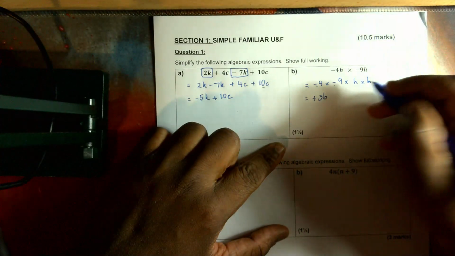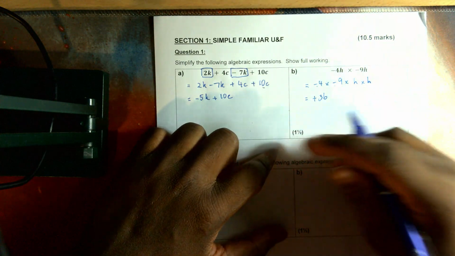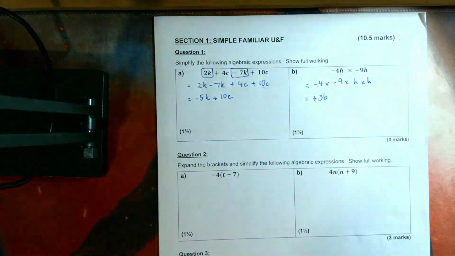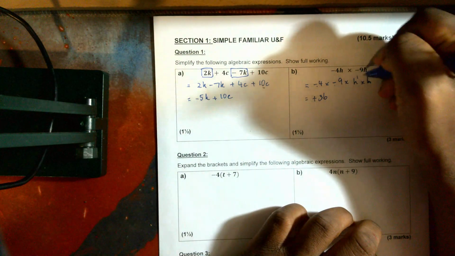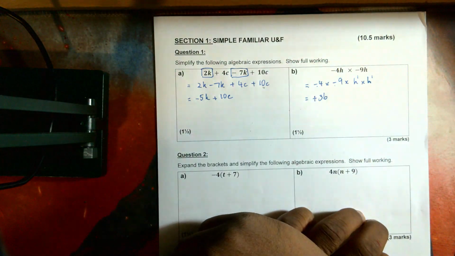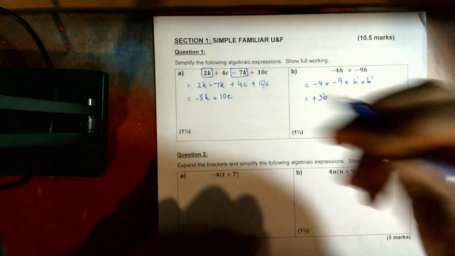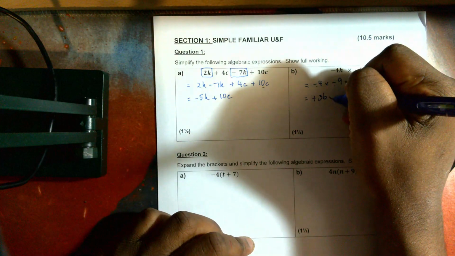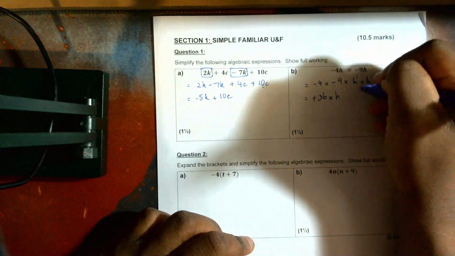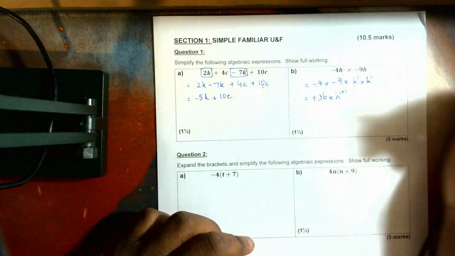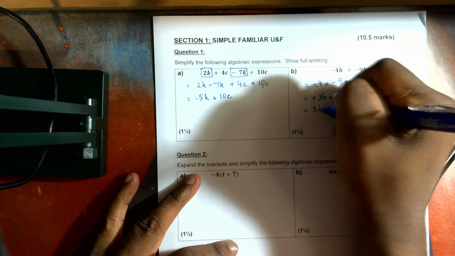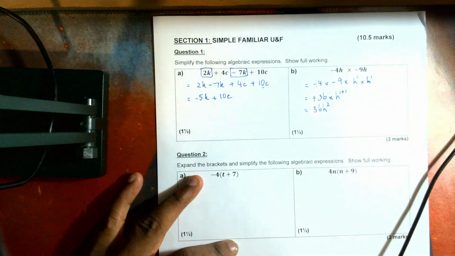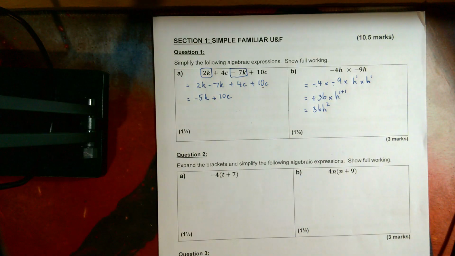We know that h by itself has a power of 1. So that's h to the power 1 and h to the power 1. We know when we multiply variables, we're going to add those powers together. That's our first index law. So we're going to get 36h squared as our final answer.